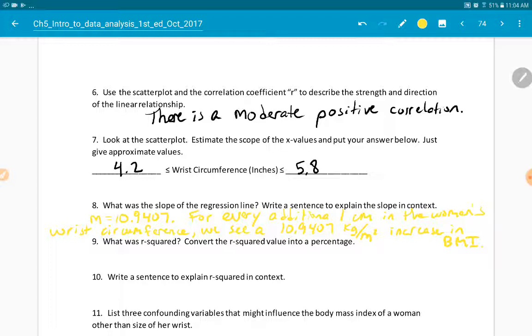Now going on to number 9. What was R squared? Convert that into a percentage. And then for number 10, we're going to write a sentence about it in context.